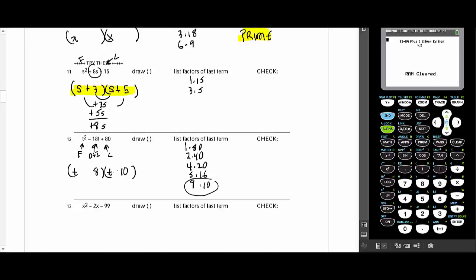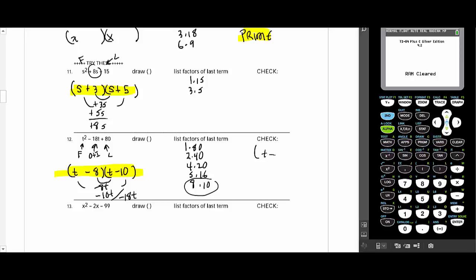Okay, now just watch for signs. That's generally one of the places where students sometimes have some issues when they're learning this. So how do you make 8 and 10 add up to negative 18? They both have to be negative, right? Negative, negative, okay? All right, so your answer on that should be this. Now, you can always have these reversed. You can have t minus 10 first and t minus 8 second. It doesn't matter.